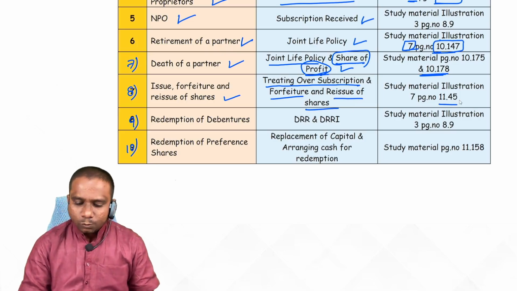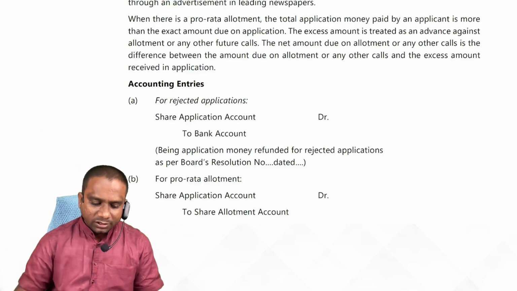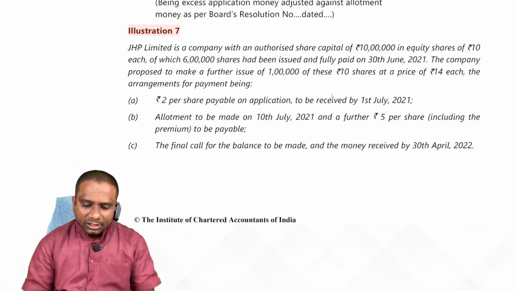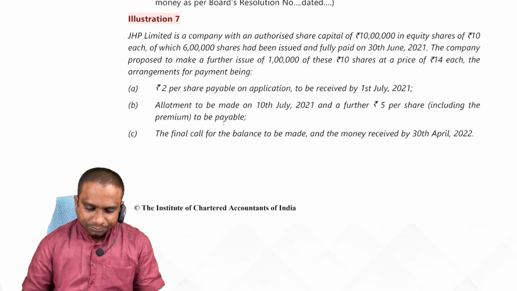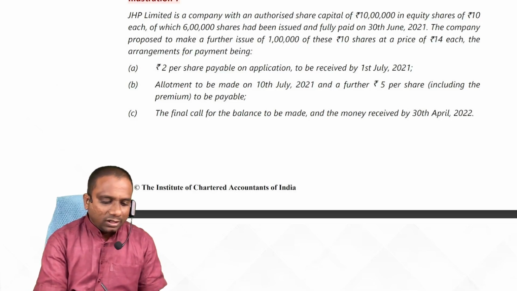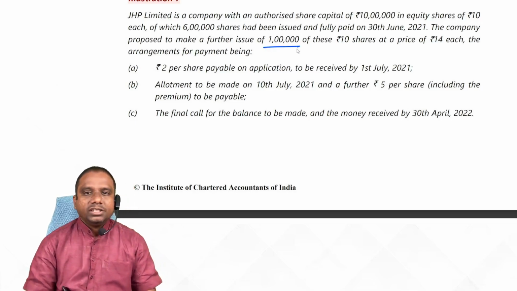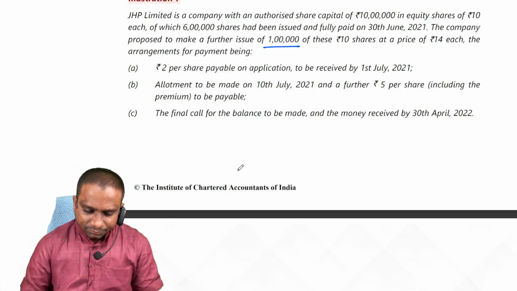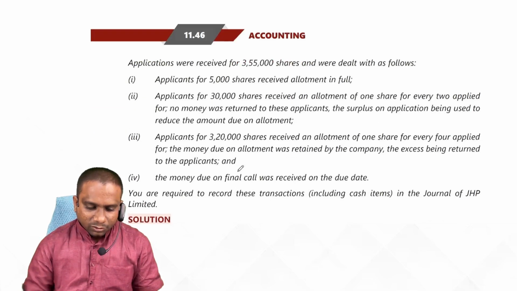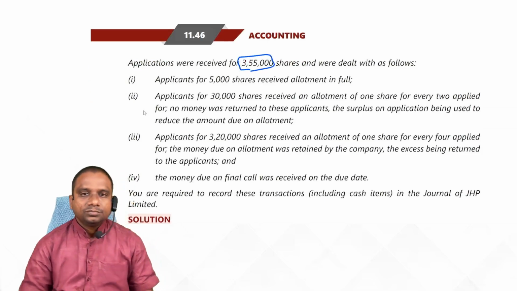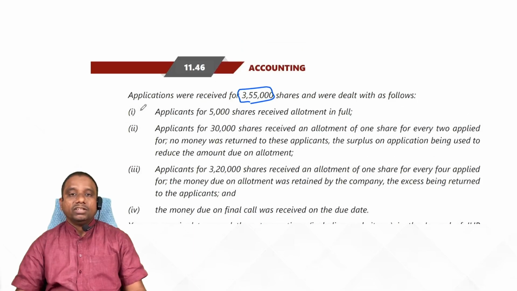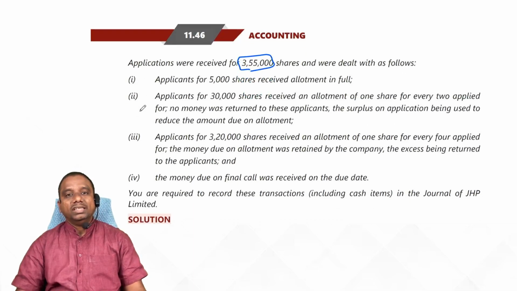For that, you just open 11.45 page, students. Look at here. We have issued applications for 1 lakh shares. But whereas we received applications for, yeah, here you can observe 3 lakh 55,000. Actually, we issued only 1 lakh shares but received applications for 3 lakh 55,000 shares. How to deal this situation?